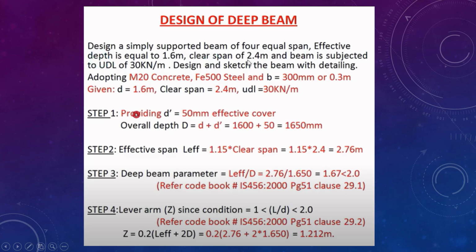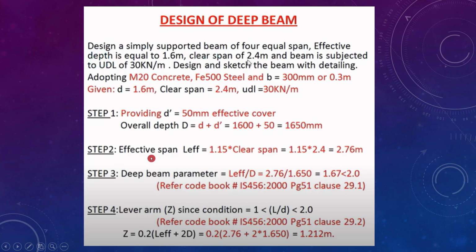So the first step is to find the overall depth for classifying, or to check whether the given beam is a deep beam. By providing an effective cover d dash equal to 50 mm, we can find the overall depth: total capital D is equal to the effective depth small d plus effective cover d dash, is equal to 1600 mm plus 50 mm, is equal to 1650 mm. So this will be our overall depth.